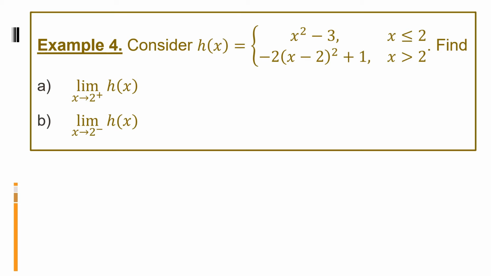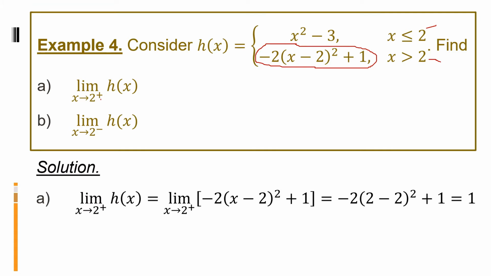Let's find the limit as x approaches 2 from the right and the limit as x approaches 2 from the left. So since meron na naman tayong dalawang values, ito yung less than, ito yung greater than. So sa una, since 2 from the right, yung greater than ang gagamitin natin. So we have the limit as x approaches 2 from the right is equal to the limit as x approaches 2 from the right of negative 2x minus 2 squared plus 1. So by direct substitution, that is just equal to 1.